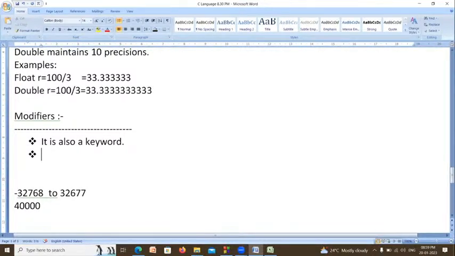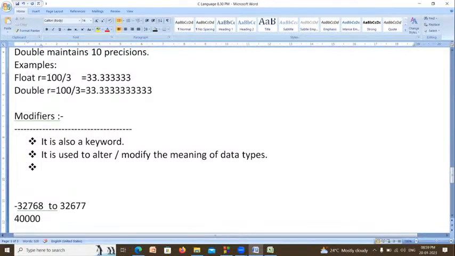What is the use of a modifier? It is used to alter or modify the meaning of data types. If you want to change the meaning of a data type, then you have to use a modifier.